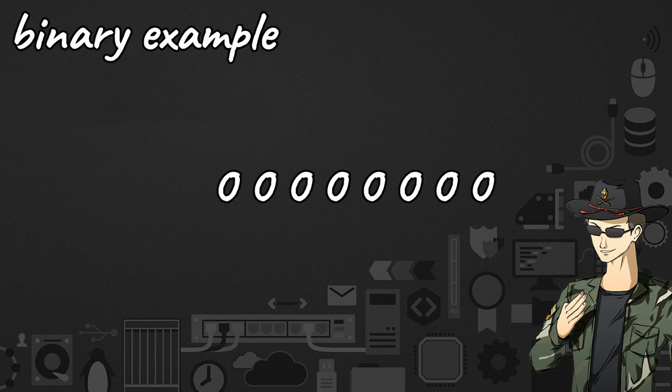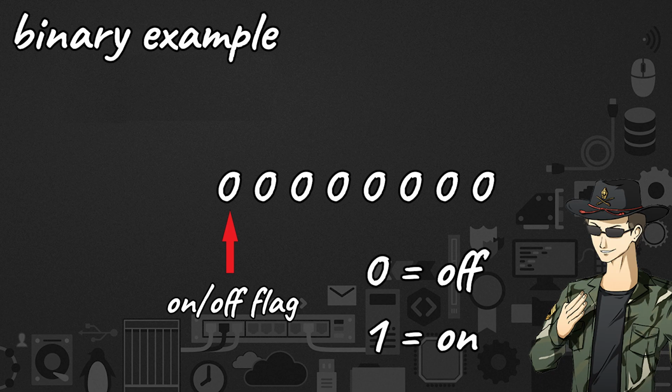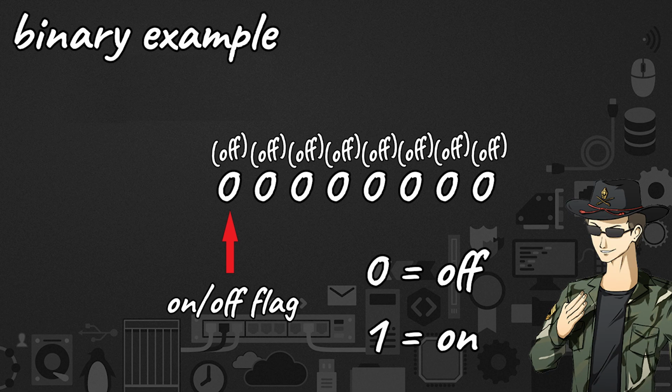So in our example of the 8 zeros in our binary string right here, that's going to equal out to 0 because everything's turned off. Now you may hear these referred to as on and off flags, 0 being the off, 1 being the on. And it doesn't really matter how we refer to them. We just need to understand how to add these up and be able to translate these into a decimal number.